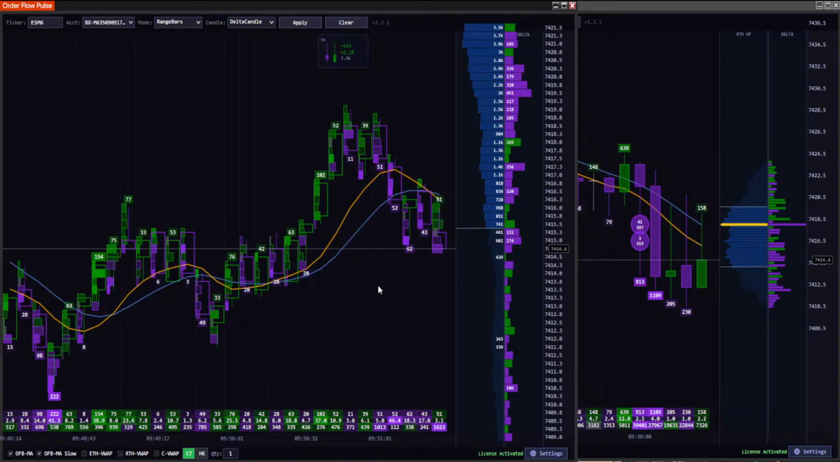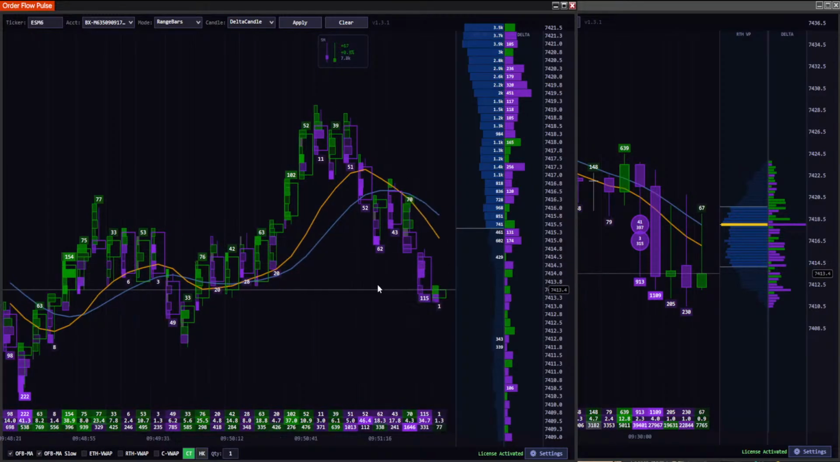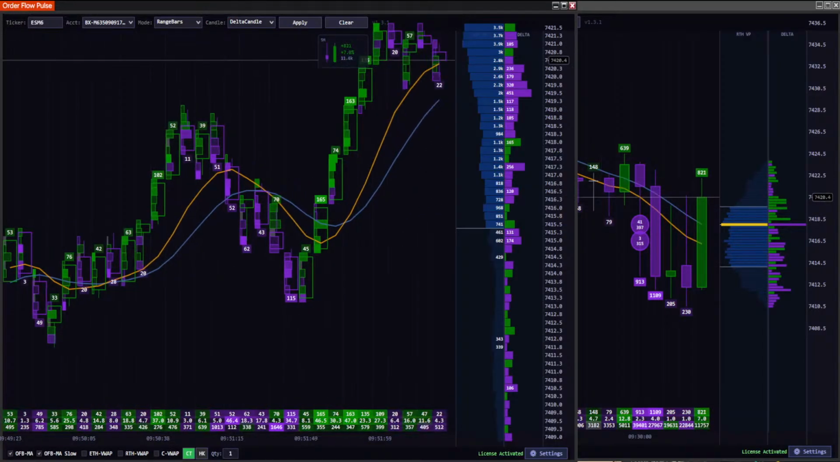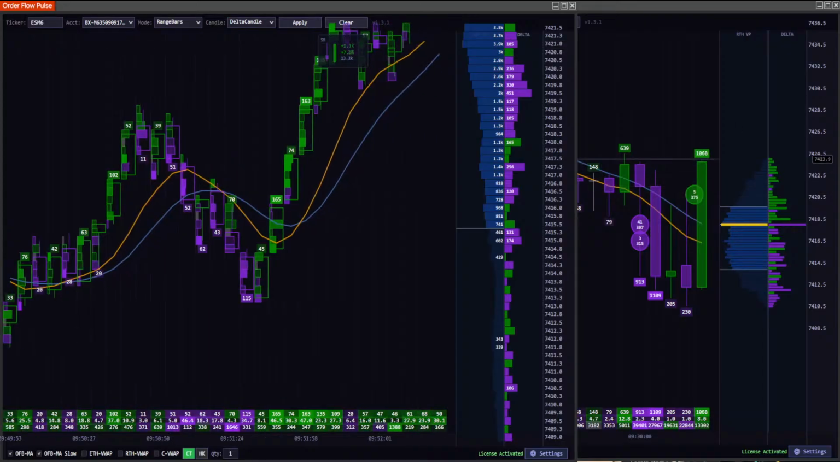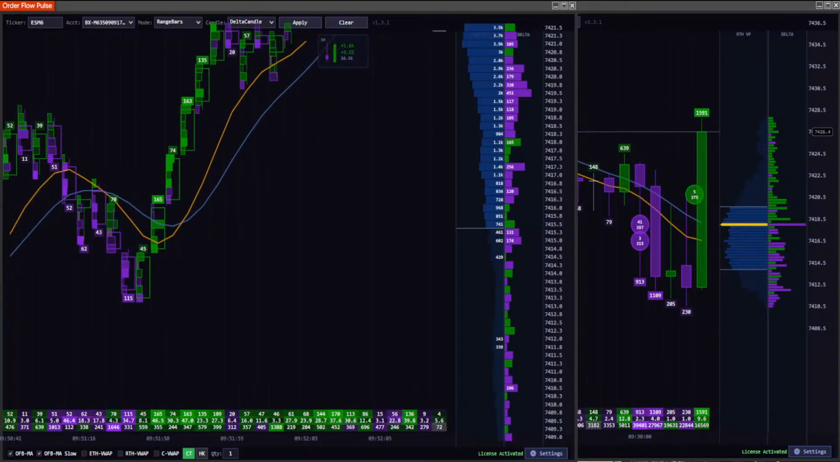Also, here's the thing, folks. I'm running Ninja Trader on Parallels, because I'm on a MacBook. I'm running Ninja Trader on Parallels. Look at all these wicks, man. What is this? It's got to be news, man. It's got to be news.